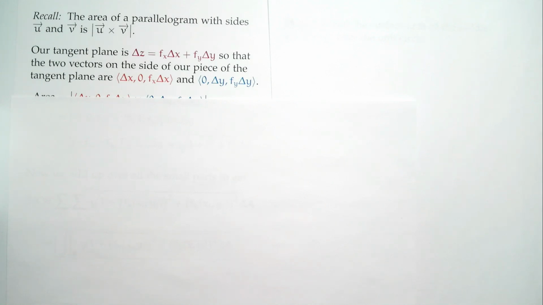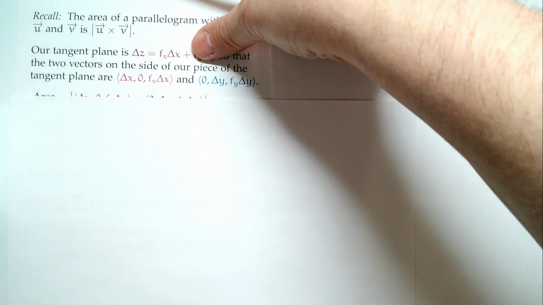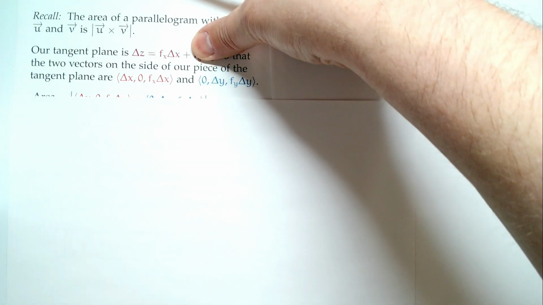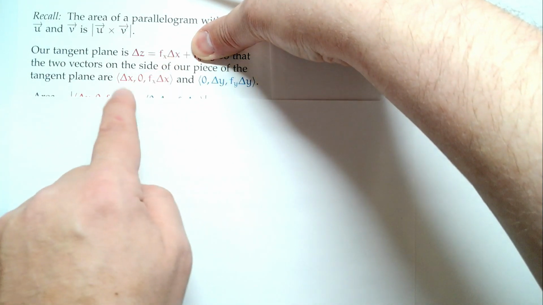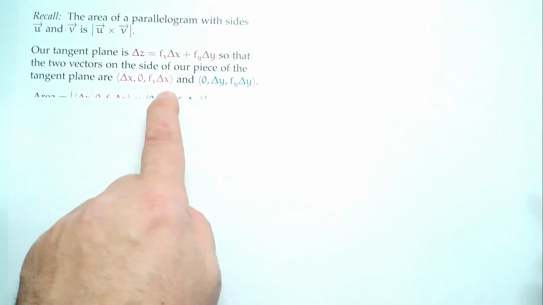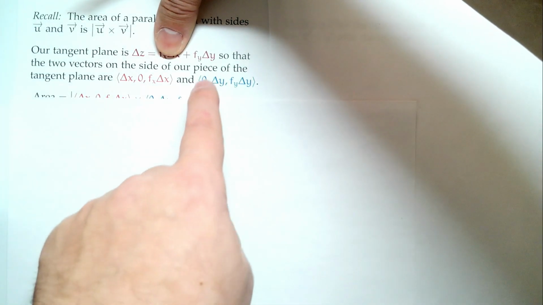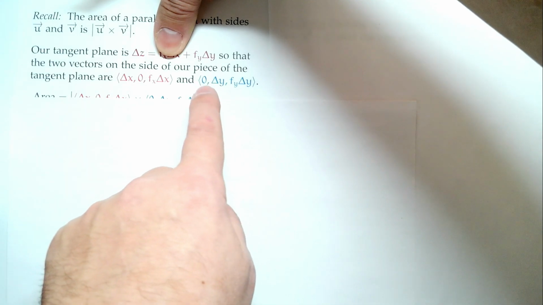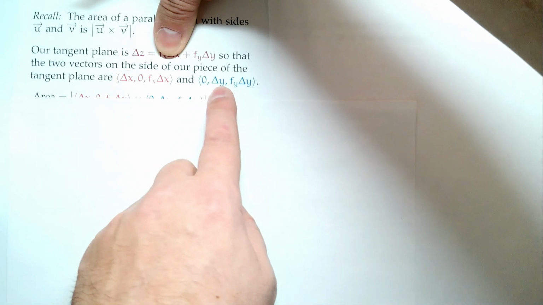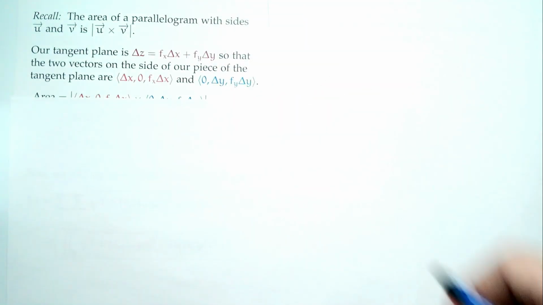So what are the two vectors that are the sides? Well, one vector is when nothing happens in the y direction, so that part doesn't change. We have a bit of change in x, and then the change in z is f sub x change in x. The other is we cover up the delta x, there's no change in the x direction, and everything comes from y. So there's a change in y, and then the change in z is f sub y delta y. These are our two vectors.